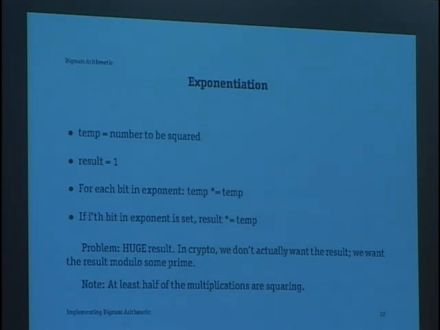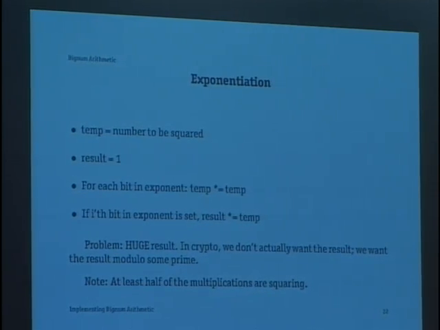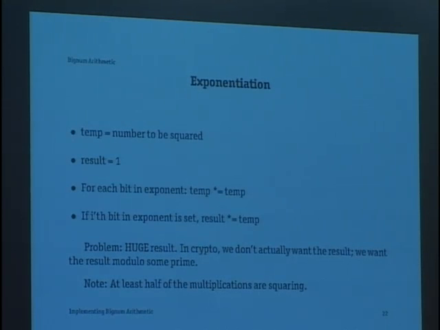Anyway, one thing you have to do in Bignum cryptography all the time, the thing you really want to do is exponentiation. So the usual algorithm for that is that you have some temp number, which is the number you want to take the power of, and for each bit in the exponent, you keep squaring that number, and if the bit in the exponent is set, then you multiply it to the result. So that's basically the way you do exponentiation.